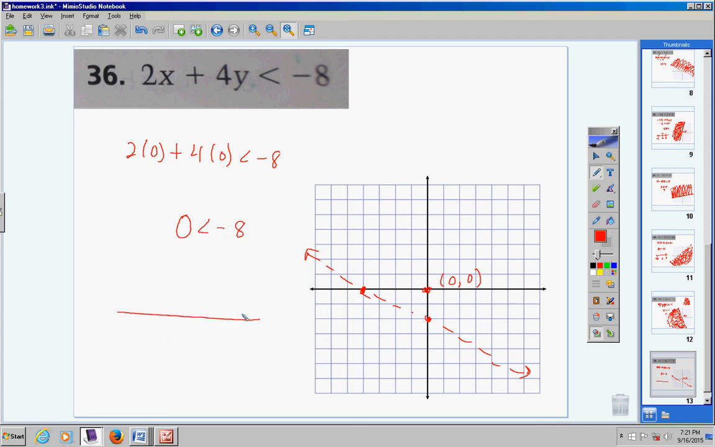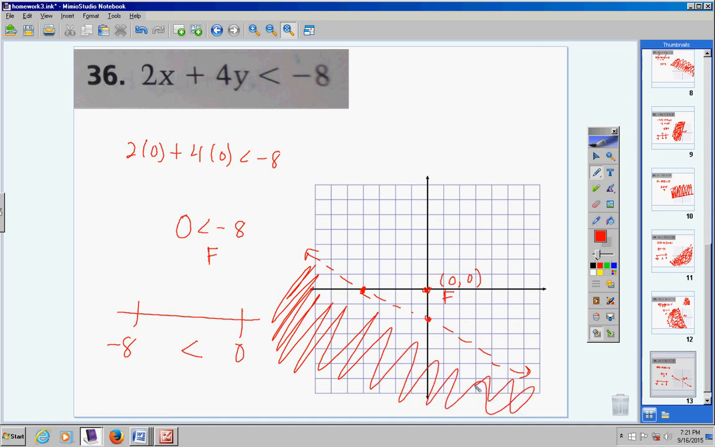Now think about that. Here's the number line here, 0. Here's negative 8. Which number is further to the right? 0 is. So 0 is greater than negative 8. Alright? So this point here is false. So we're going to shade where the point is not. So the answer to this inequality would be all of the ordered pairs in the shaded area, not including the ones that lie on the dotted line. Okay? And that's it. So guys, we've really been going over graphing these inequalities, and hopefully this is making sense.